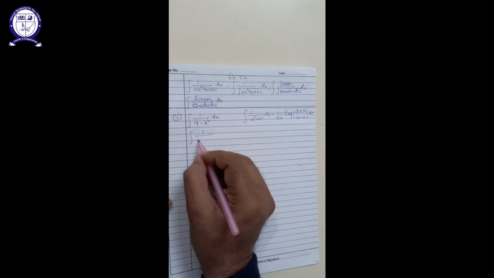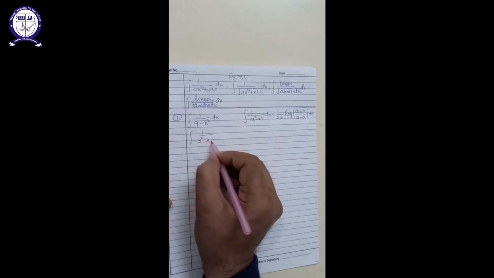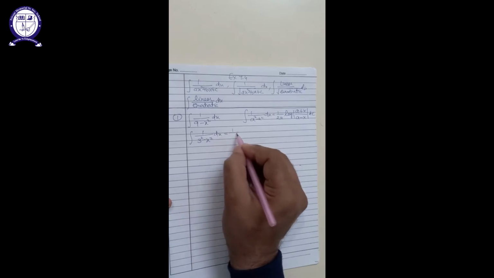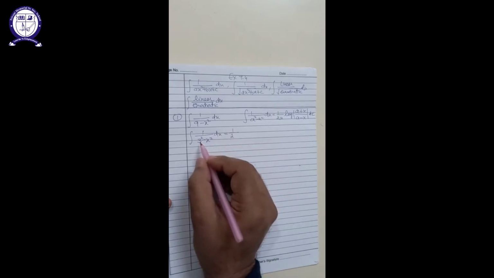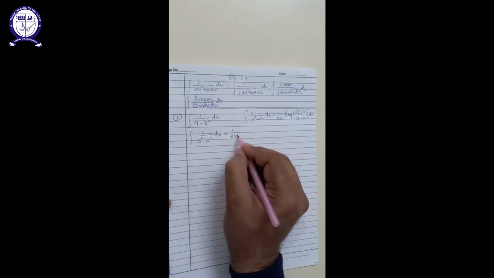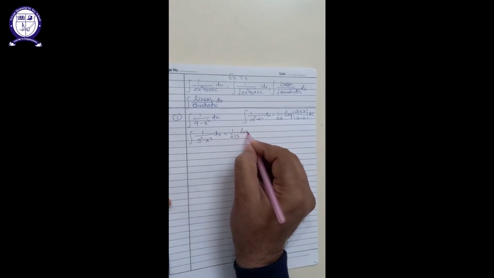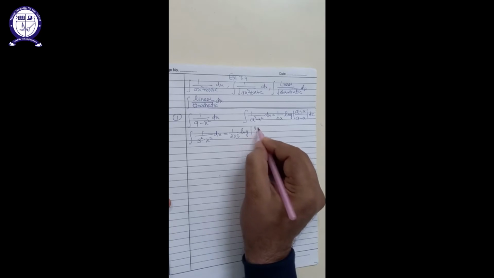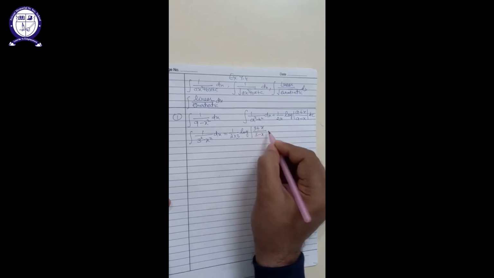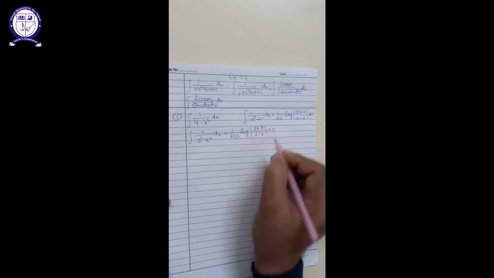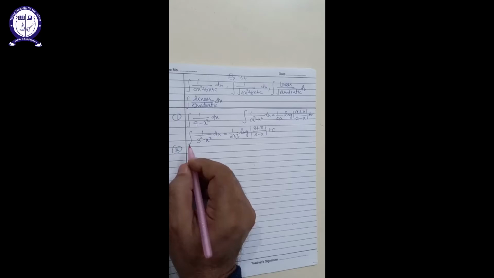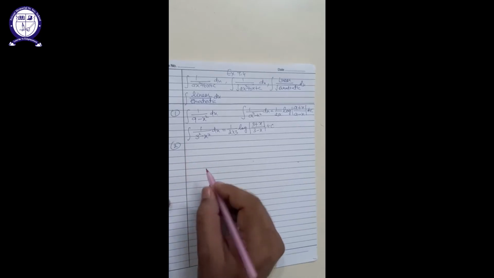Firstly, 9 is the square of 3. So therefore, 1 upon 2a. When you compare with the original formula, the value of a is 3. That is 1 upon 6 log of 3 plus x upon 3 minus x plus c. This is the question. Clear?